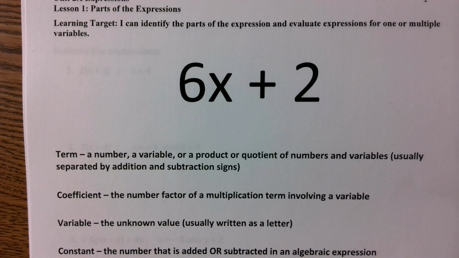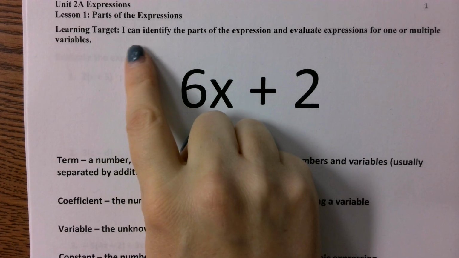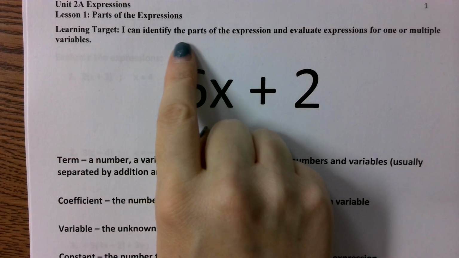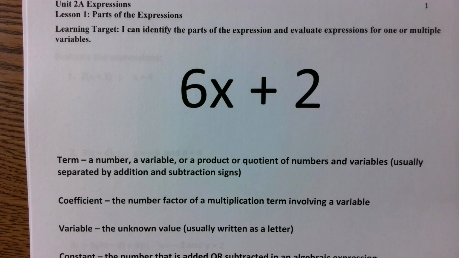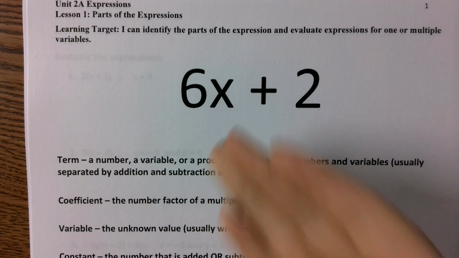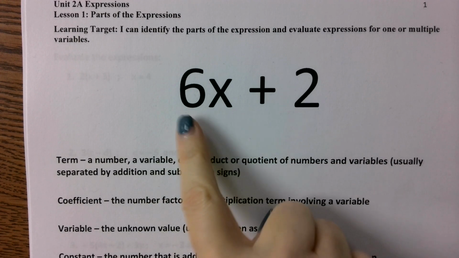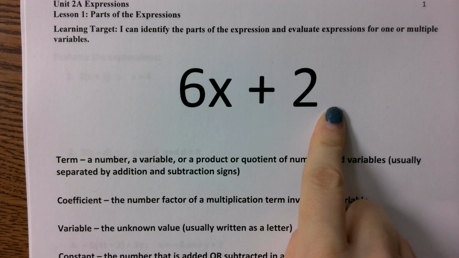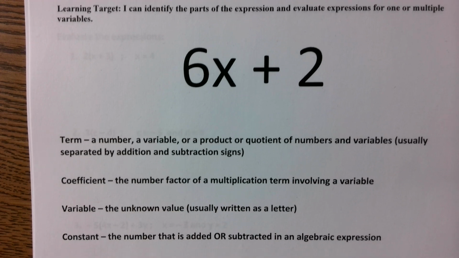Okay, for our first lesson, we're talking about the parts of a mathematical or algebraic expression. So our learning target for today is: I can identify the parts of the expression and evaluate expressions for one or multiple variables. So when we are taking a look here at this algebraic expression, we have 6x plus 2. So we have a lot of vocabulary that is required for this unit.